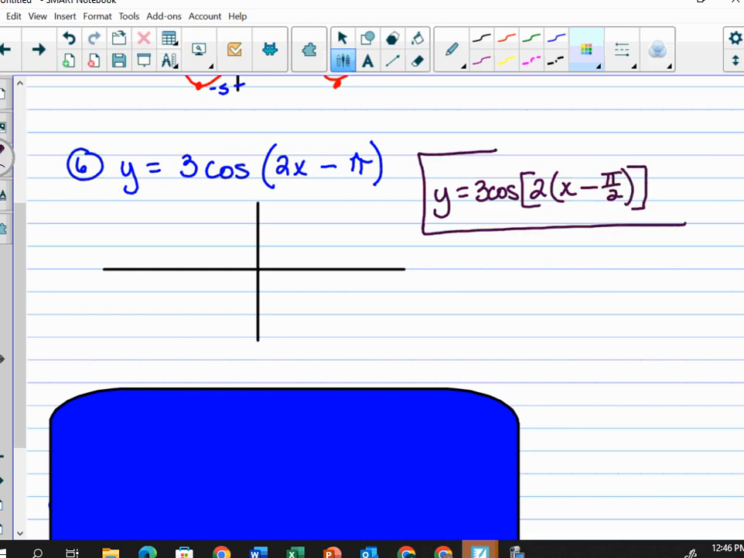This is the one you are graphing. You can ignore the original one. This is what you need to look at. Original one, it looks like your shift is by pi. It's not. Your shift is by pi over 2. Okay, so you've got to factor before you do anything else.